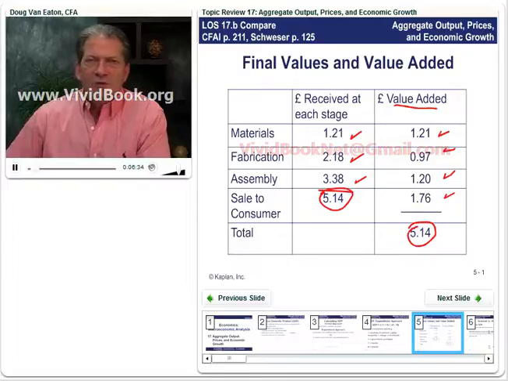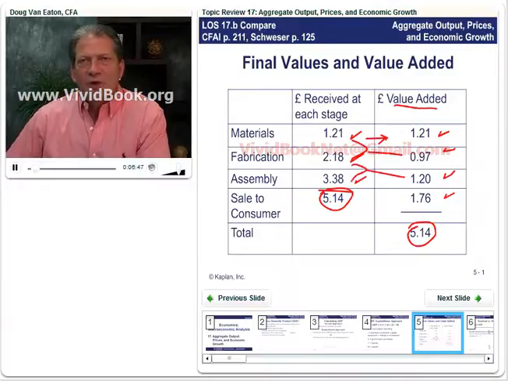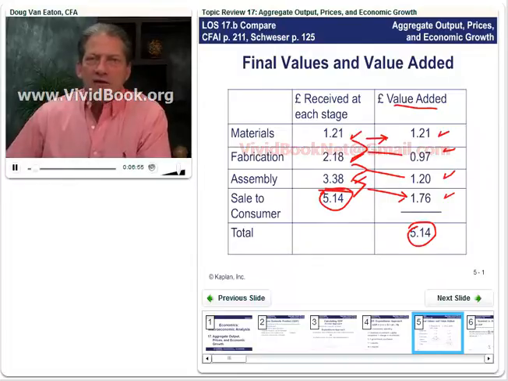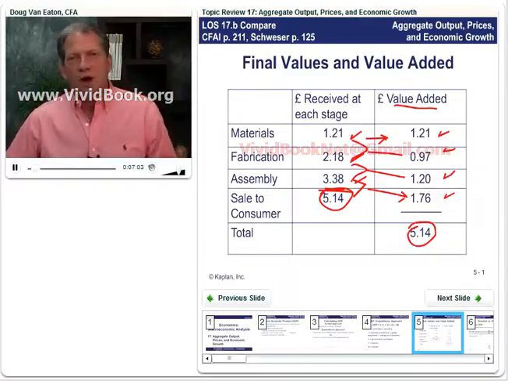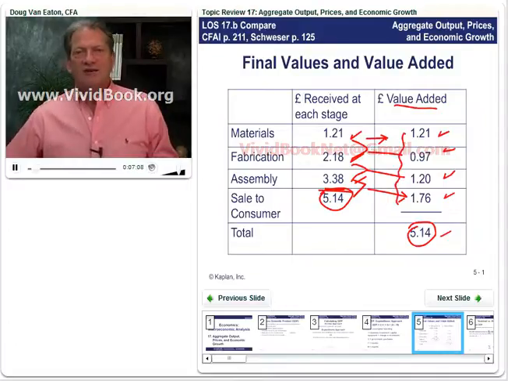So these are received at each stage, so the value added, $1.21 in the first stage, 97 cents. The difference between these, and the difference between these is 120. And then to get to the final consumer, we get up to 176. So I didn't mean to say we summed the left-hand column. Those are all the values of the goods as we're moving through the production process. If we add up the value added on the right-hand side, we get that same amount. So two ways to get to the same number.